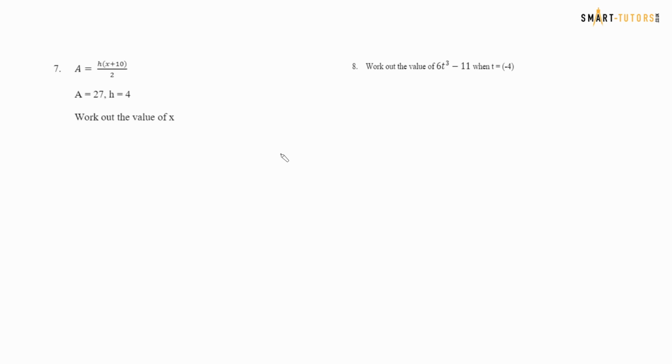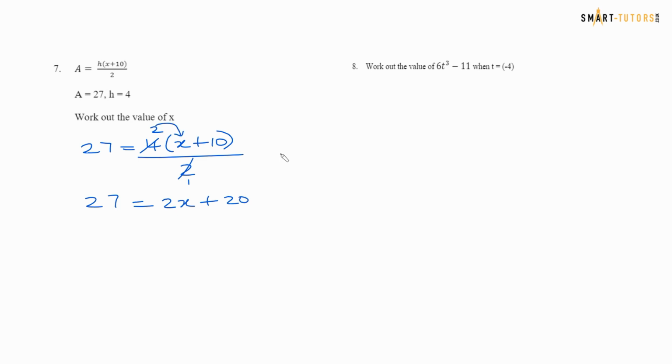Question number 7. A equals 27 is given. So 27 equals h, which is 4x plus 10, divided by 2. So the 2 can divide the 4 two times here. So 27 equals 2x plus 20. So what I did is I expanded the bracket.